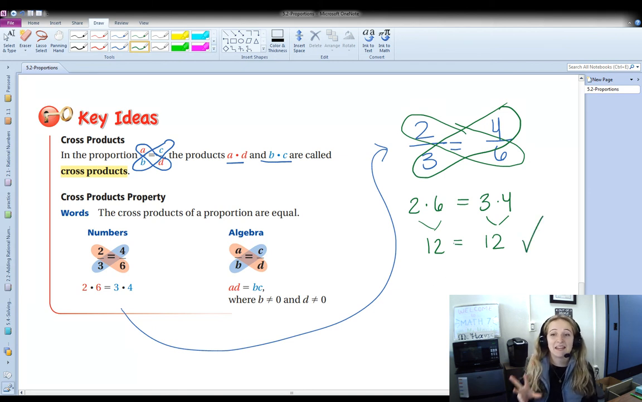Okay, so it's kind of a shortcut way, honestly, to see if ratios are proportional. Literally, you multiply the diagonals, set them equal to each other. If they are equal, you know that they are proportional. So make sure to pause your video right now, and I want you to write down this definition of cross product so that you have it in your notebook, because we're going to be using it a lot in Chapter 5.